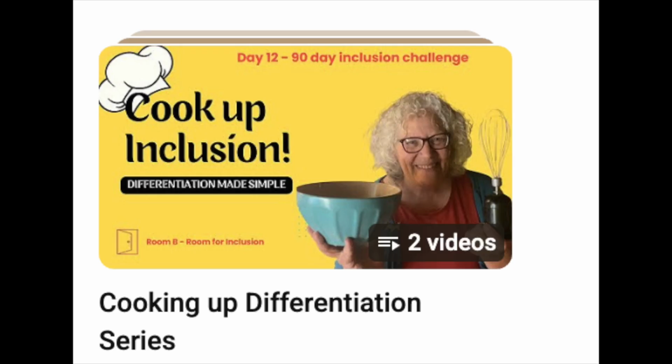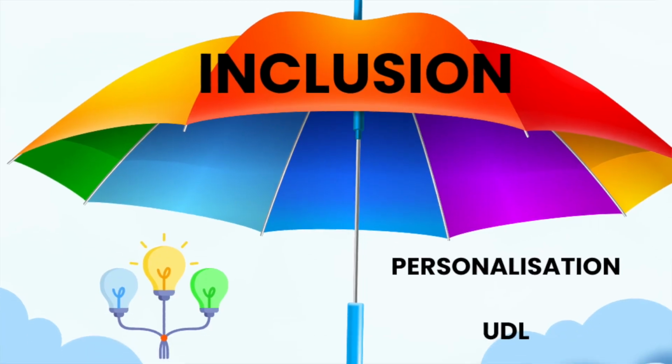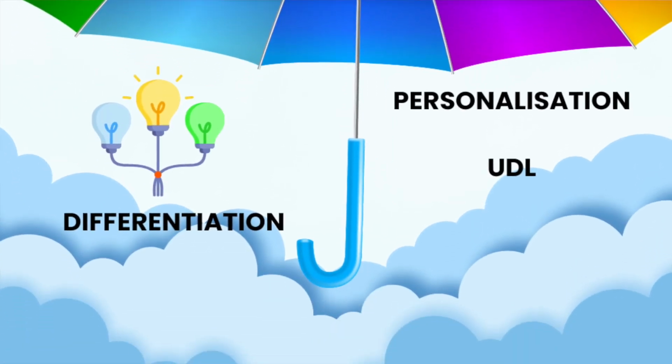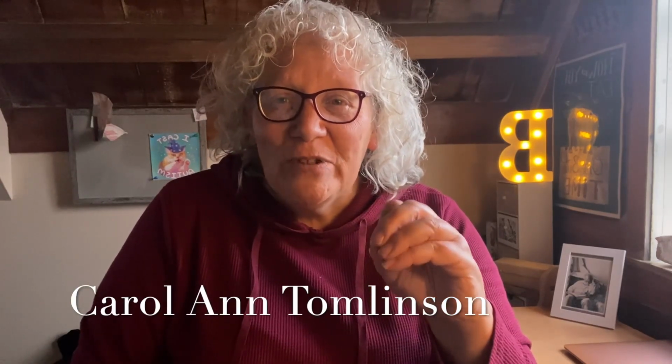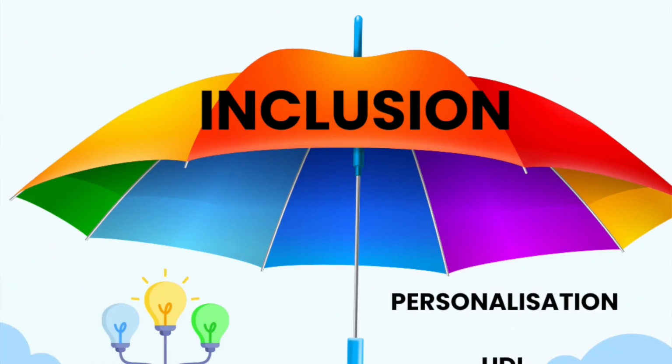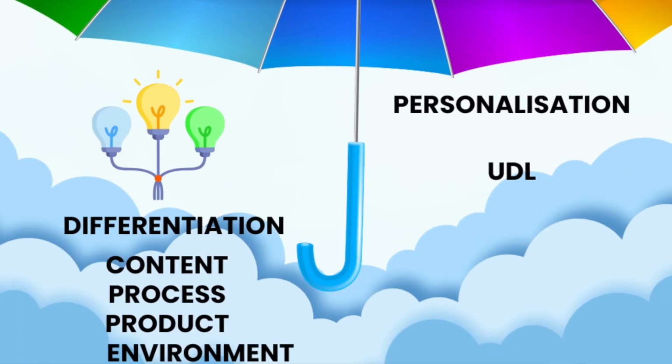This video is part of the Differentiation in the Classroom series, where we're exploring really practical ways to get differentiation into your everyday teaching. So differentiation is part of inclusive practice. The umbrella would be inclusion, and this is one of the methods. Carol Ann Tomlinson describes how we can get at differentiation through 4 things: content, process, product, and environment.